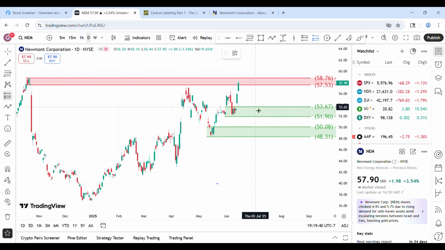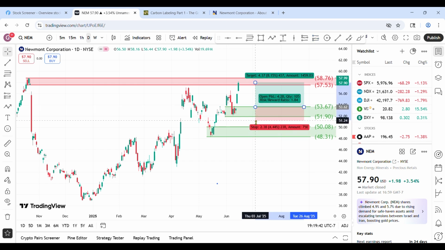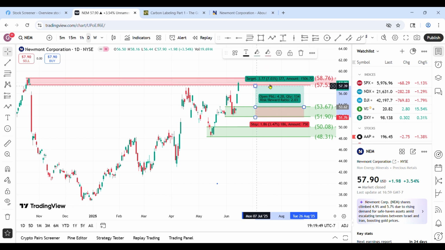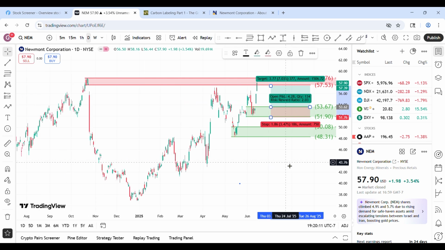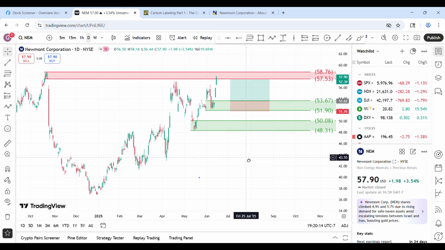So the first one, if you place a buy limit order at 53.67, protective stop just below 51.90, drag your target just in front of the resistance level that you found, and that trade right there would have a 2-to-1 reward to risk ratio, okay? Ideally, we look for more than 2-to-1 reward to risk, but if your win rate is at least 50% and your average gain is twice your average loss, then you can go for a 2-to-1 reward to risk. So I'm going to keep that one on there for viewers to consider.